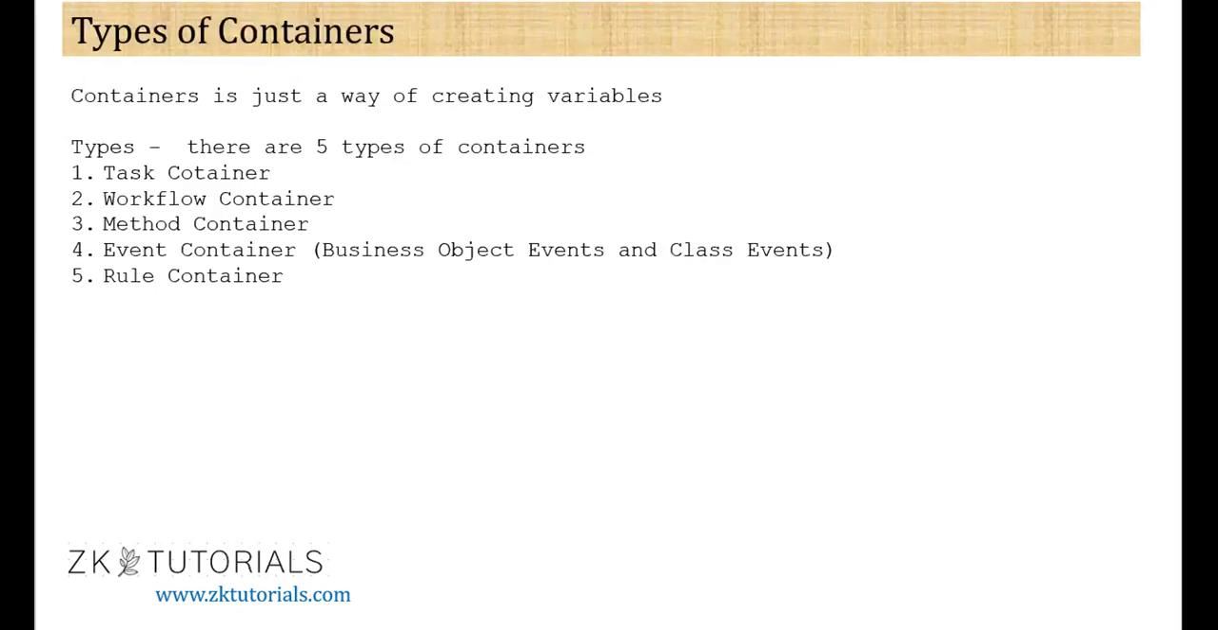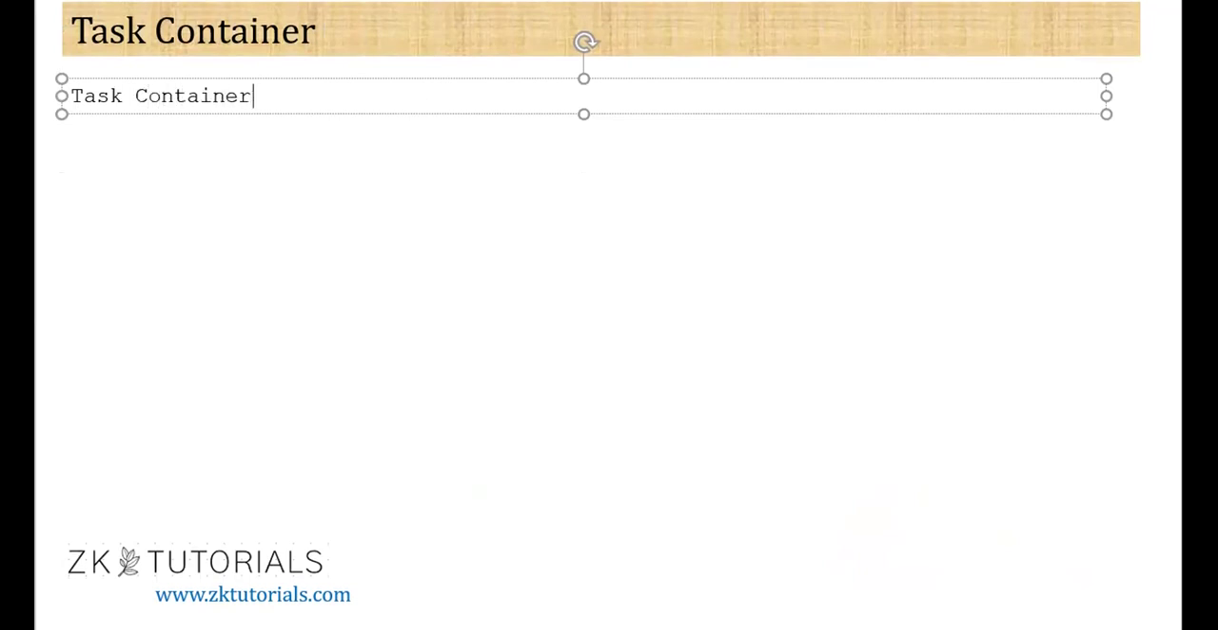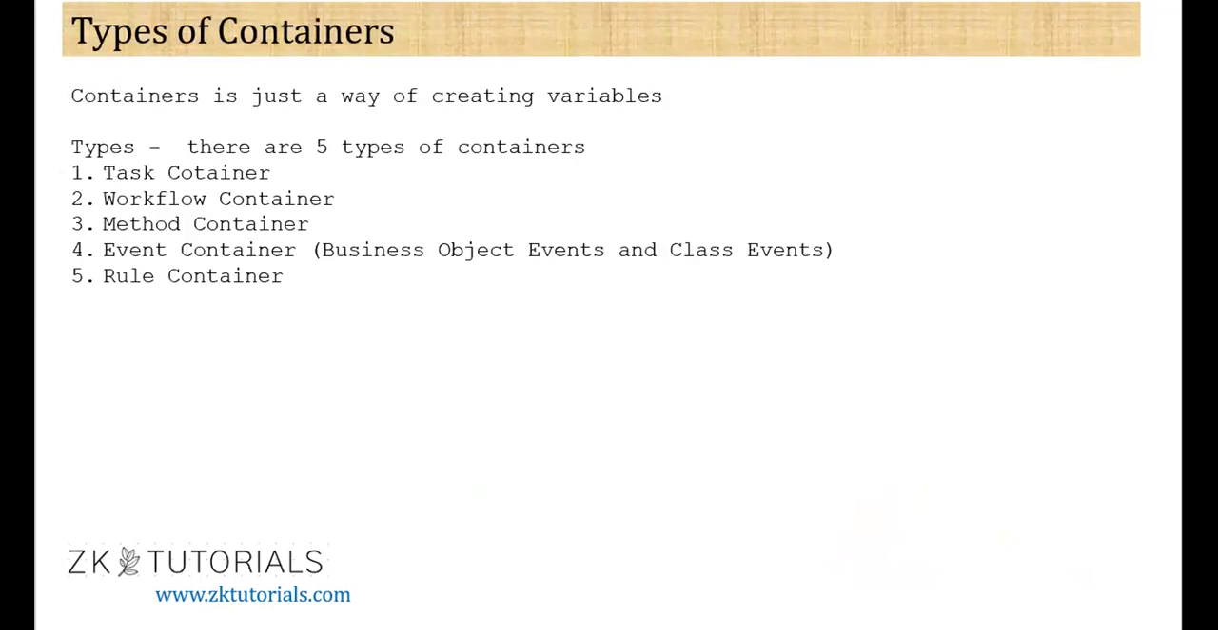Firstly, we will discuss what the task container is. Guys, this is a very important interview question: what are the different types of containers? We can say there are five types of containers in workflow. First is the task container, then the workflow container, then the method container, then the event container, and at the last we have the rule container, which contains the information about the rule. I hope this is clear to everyone. Now let's start with the task container.